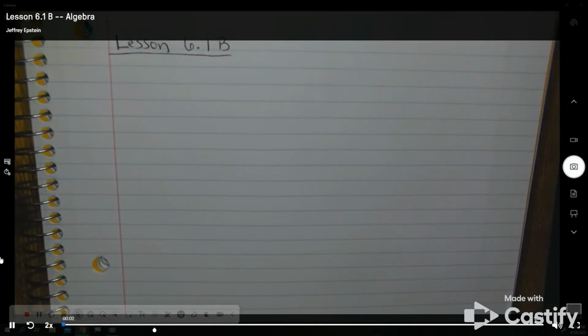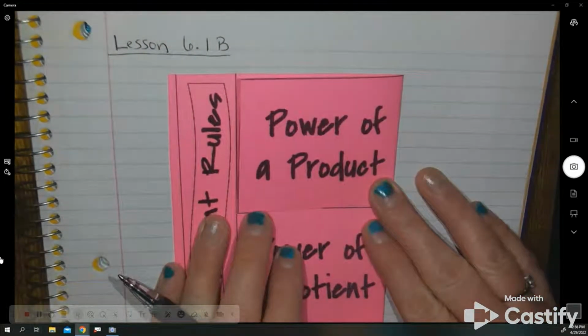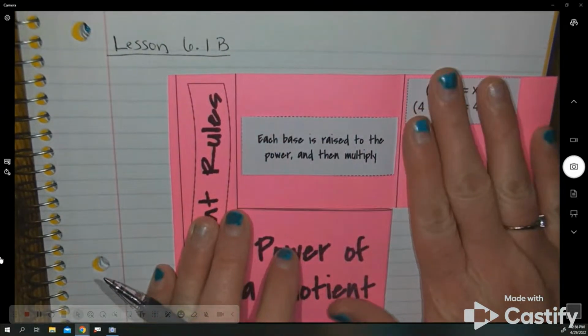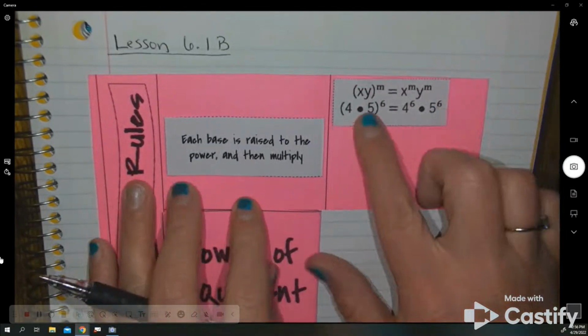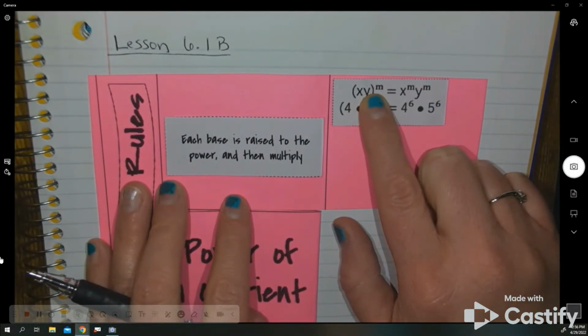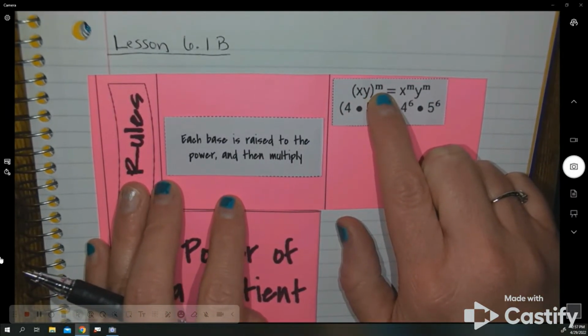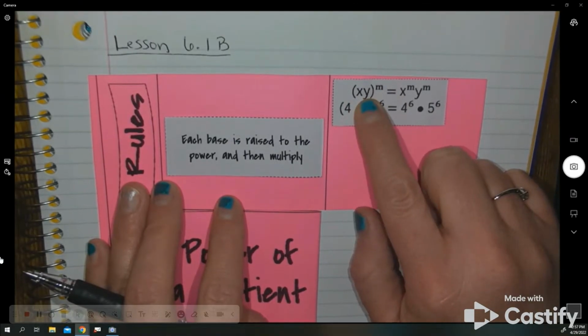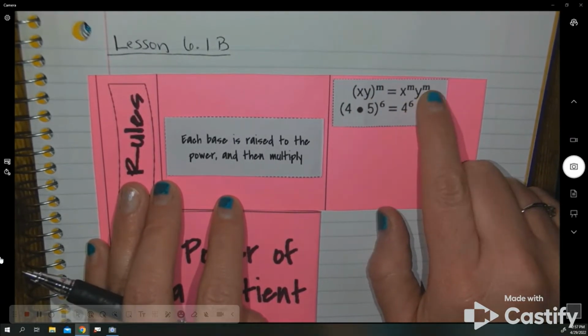This is lesson 6.1b. In lesson 6.1b, we're going to continue to talk about exponent rules. A couple additional rules we want to talk about are the power of a product rule. In power of a product, each base is raised to the power and then you multiply. So for example, if I have x times y inside parentheses raised to the power m, then I would basically kind of like distributing. So m gets distributed to x as well as the y. So I have x to the m power times y to the m power.